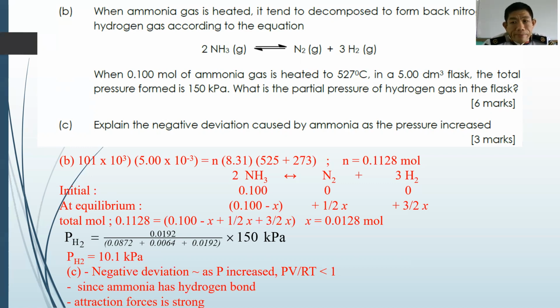Okay, so my advice to you, you should always have all these points. PV over RT is lesser than 1. Pressure exerted is lesser than expected since particles collide less frequently with the wall of the container, as ammonia has attraction forces, or you can say ammonia has strong hydrogen bond. Therefore, a negative deviation. So that is the sequence you should be writing whenever you are trying to explain a negative deviation. Okay, so that is all for essay question number 1.